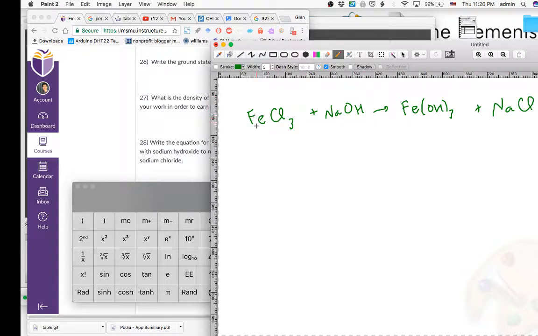So there's 1 iron. There's 1 iron. That's good. There's 3 chlorides. We need 3 chlorides here. Okay. There's 1 sodium. There are 3 sodiums. Okay. There are 3 hydroxides. There are 3 hydroxides. That's good. So this is the answer for number 28.